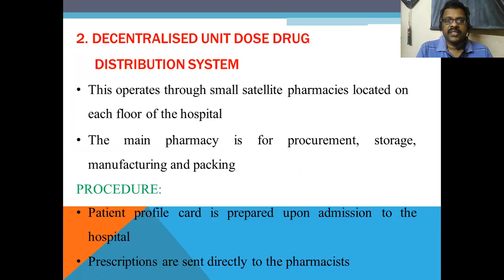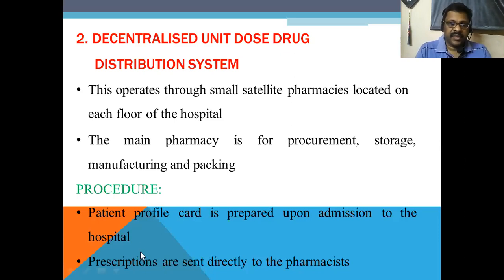Decentralized unit dose drug distribution system. This operates through small satellite pharmacies located on each floor of the hospital. The main pharmacy is for procurement, storage, manufacturing, and packaging. Then satellite pharmacies will be involved in drug distribution.